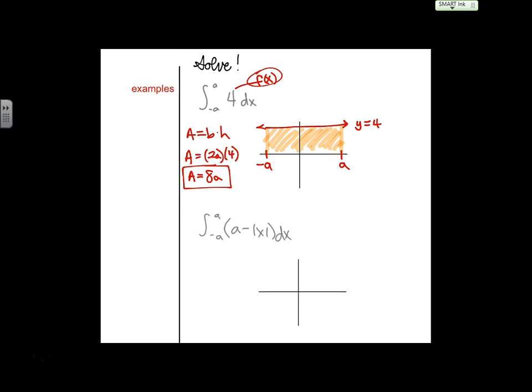Is that making sense? It's a rectangle, base times height. The base is going to be a here and a here. Remember, we're just doing distances.